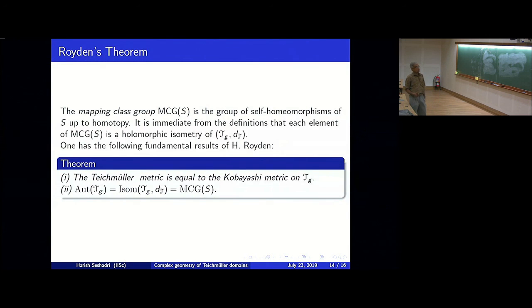The other thing is that the full automorphism group, or for that matter the isometry group, of the Kobayashi or Teichmuller metric is just this; there's nothing more. I already said that the action of the mapping class group is by holomorphic isometries. They're both automorphisms and isometries. But Royden proved that there's nothing more. Any automorphism or isometry of Teichmuller space has to come from a mapping class group element. Okay, I'll stop here.